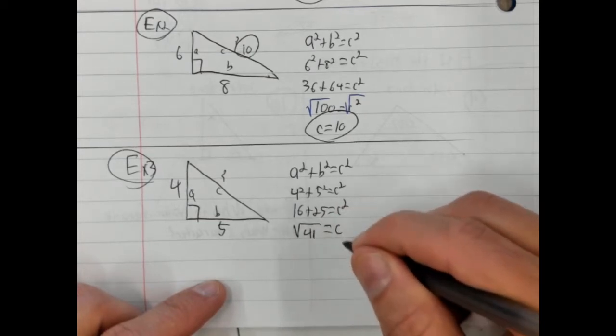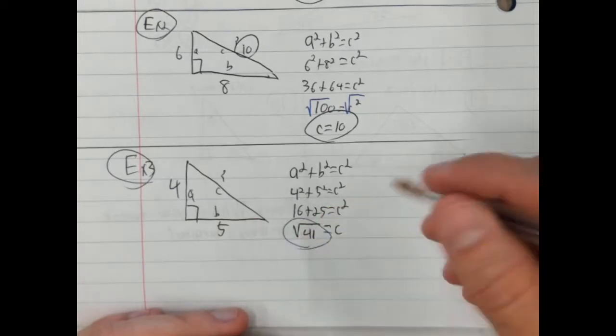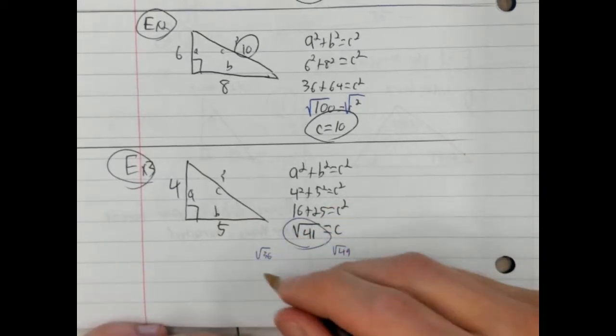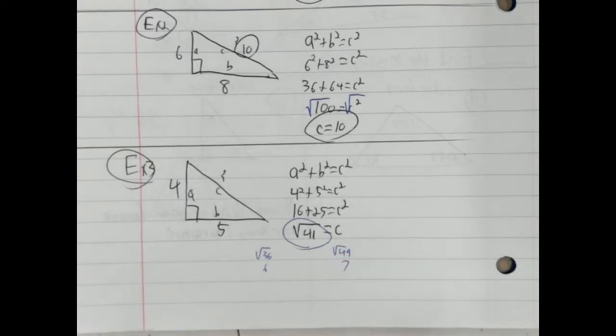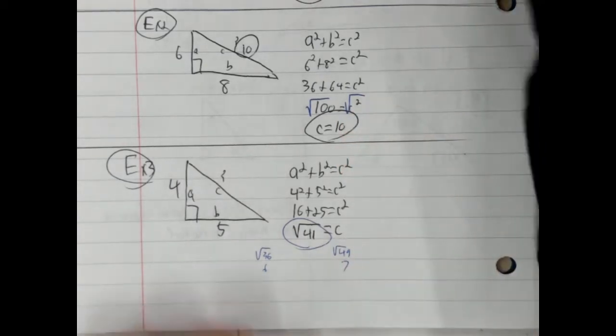Okay. And that cannot be simplified. If we were to estimate that, it would be between radical 36 and radical 49. So it'd be in between 6 and 7. It looks like it's slightly closer to 6, so I don't know, 6.4, 6.3. We could estimate that more accurately, but we're not going to do that just yet. We will eventually get to that.